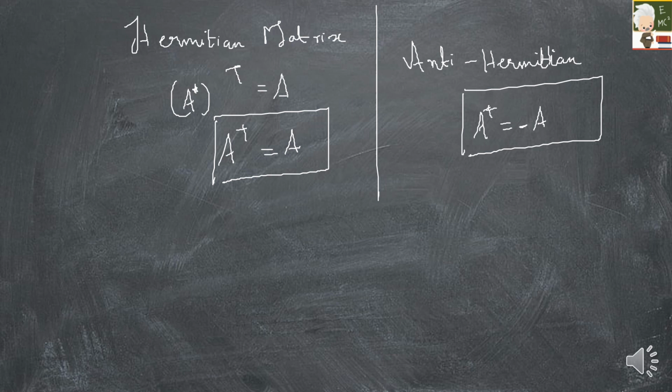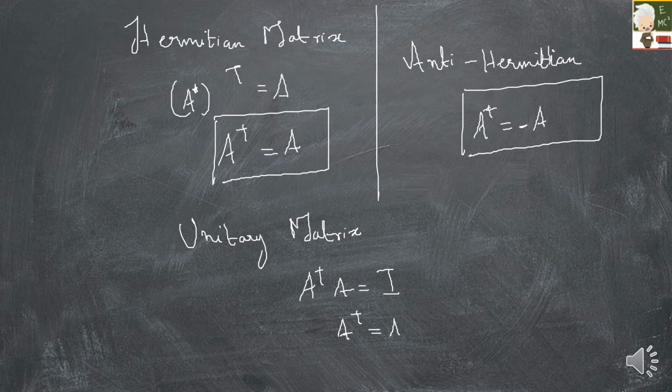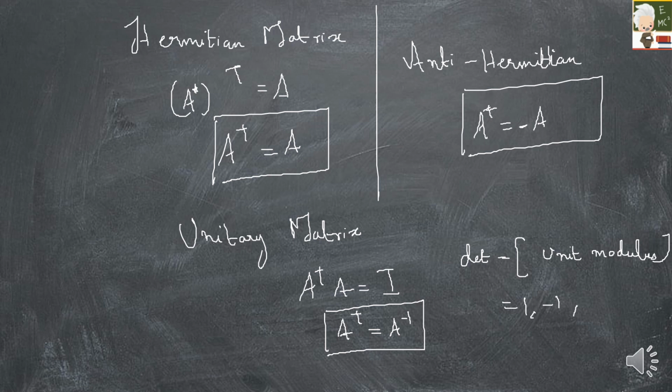Next, last is unitary matrix. So in this unitary matrix, your A conjugate into A is equal to I. So your A conjugate will be equal to A inverse. So this is unitary matrix. And then again here, your determinant actually is a unit modulus. What does unit modulus mean? It is 1, minus 1, or else i, minus i. So your determinant values are these.